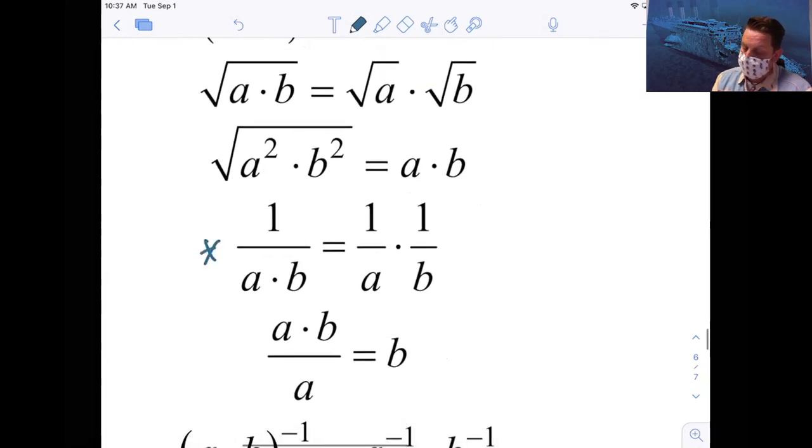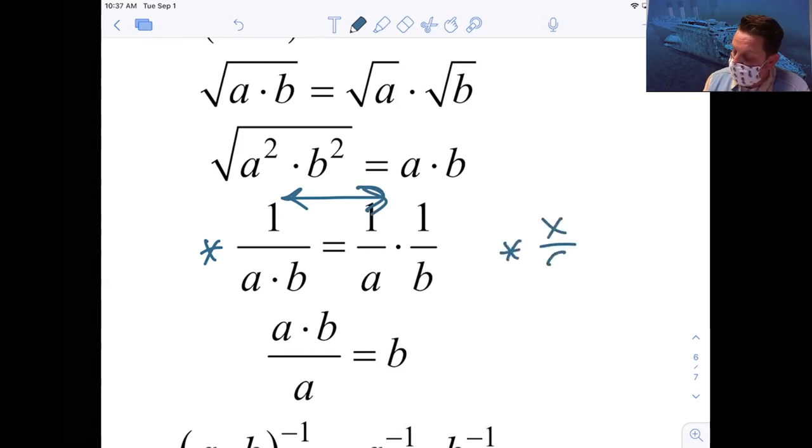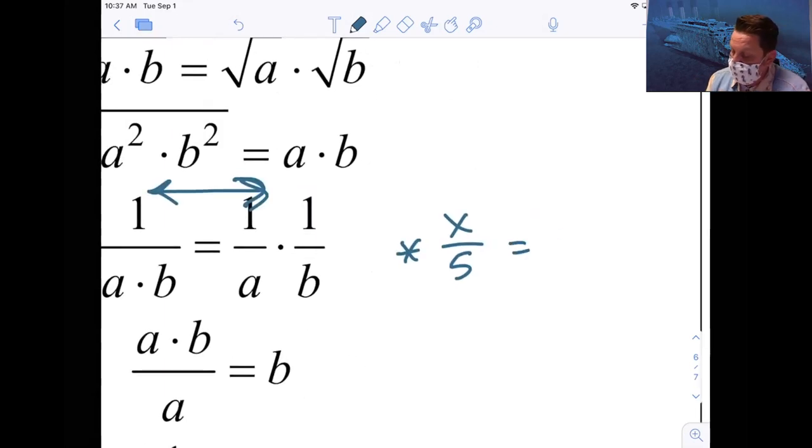This is a kind of a neat one. 1 over AB, the product, is 1 over A times 1 over B. We're used to going this way, right? Multiplying fractions, 1 times 1 is 1, A times B is AB. But there are times where we want to go the other way and split it up. So you can split up factors. Here's another one that I'll add off to the side: X over 5 is the same as 1/5 times X. You can kick factors out of the numerator, and when you do that, they go off to the side. That makes it look more like a coefficient times a variable.